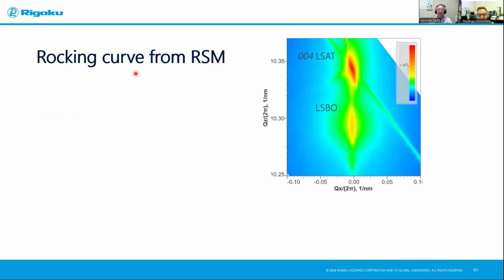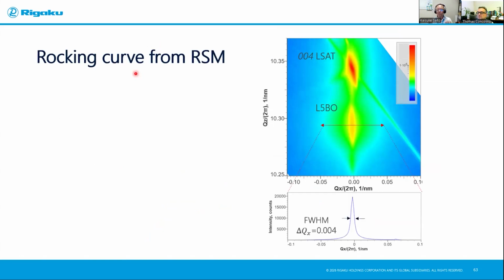If you measure reciprocal space mapping, especially in the surface perpendicular direction 004, you don't need to measure a rocking curve, because the rocking curve is part of the RSM. So I just wanted to share with you how you can extract the rocking curve spectra from the reciprocal space mapping. This is 004, the same data.